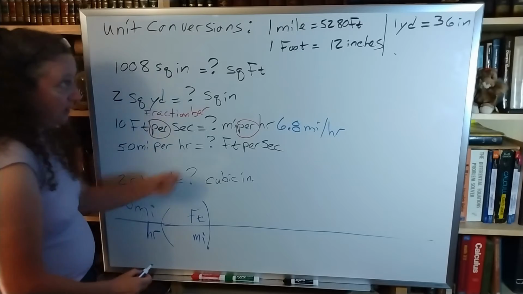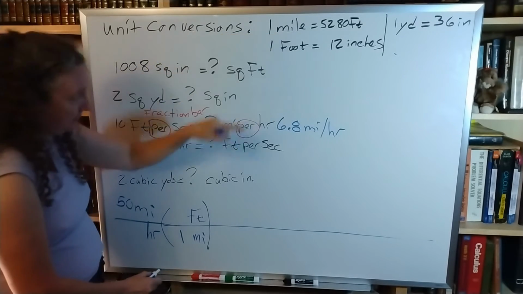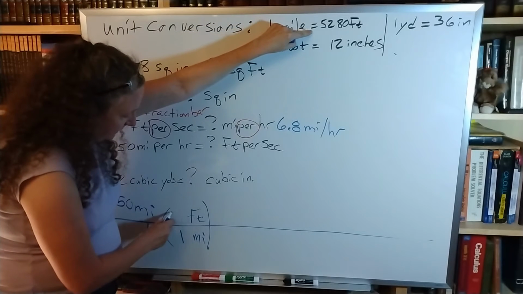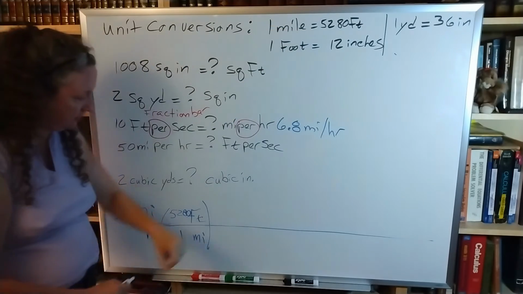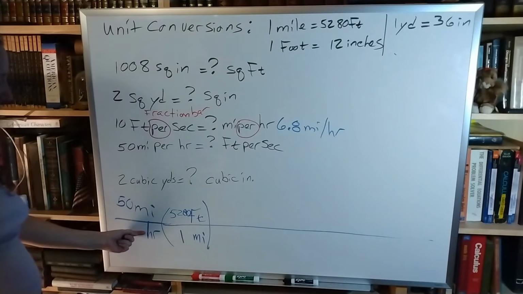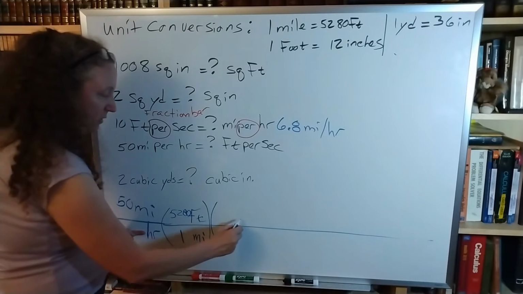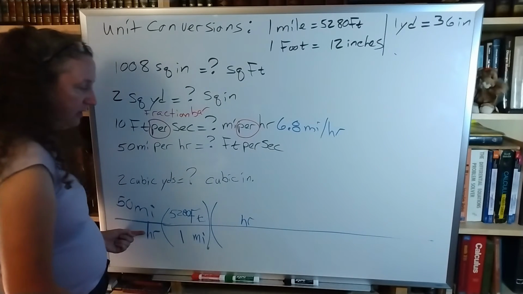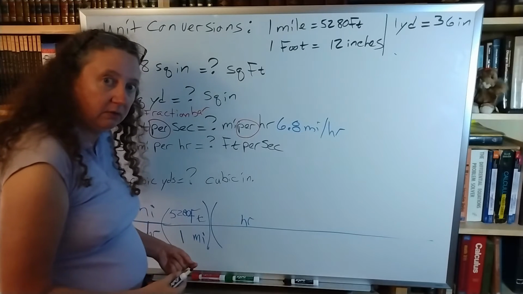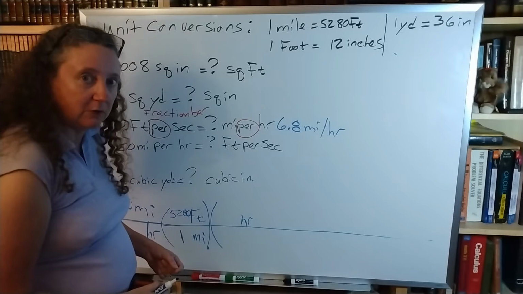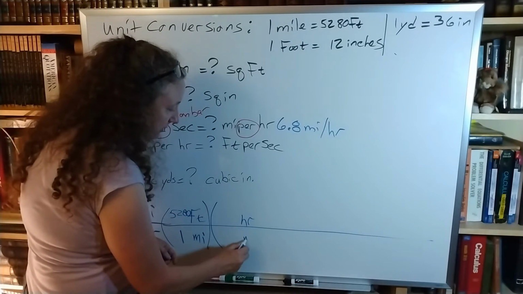So the 1 goes with the miles, so that 1 goes on the bottom. The 5,280 goes with feet, so that goes on the top. I have hours. I want to get rid of hours, so I put it on the top. Can I go directly from hours to seconds? If you know that conversion, go for it. If you don't, go from hours to minutes.